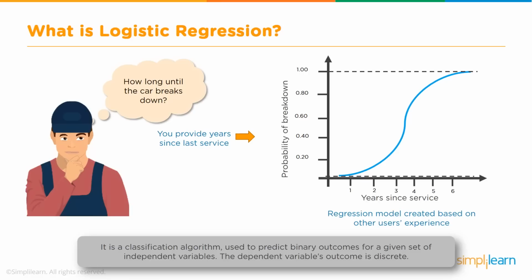One more thing that needs to be added here is that the dependent variable's outcome is discrete. If we are talking about whether the car is going to break down or not, that is a discrete value, the y that we are talking about, the dependent variable. What we are looking at is whether the car is going to break down or not, yes or no. That is what we are talking about. So here the outcome is discrete and not a continuous value.